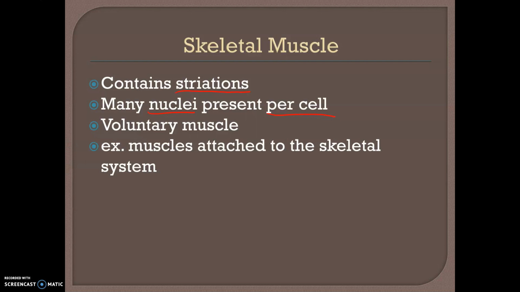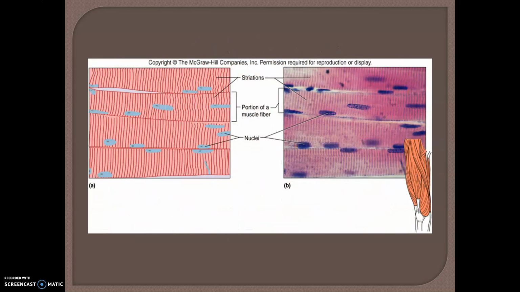So, example here, our muscles are attached to our skeletal system, which is why it's called skeletal muscle. So we can see here with these large cells, we have multiple nuclei within. And if you can see, these striations are just kind of thin, very thin lines within our muscle tissue here. So our cells here are very long, unlike other cells that we've seen.